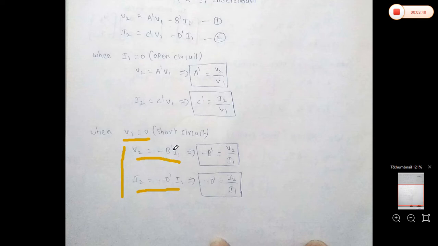So from this, b dash equals v2 by i1, and d dash equals i2 by i1, with a minus sign, right? So from this we can calculate the inverse ABCD parameters, that is a dash, c dash, b dash and d dash, right? Coming to the next topic.